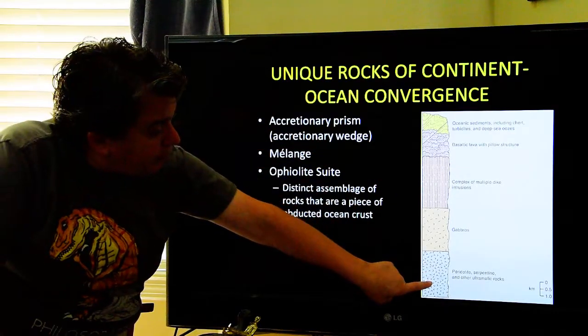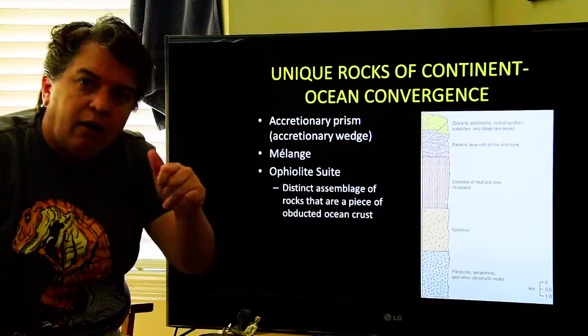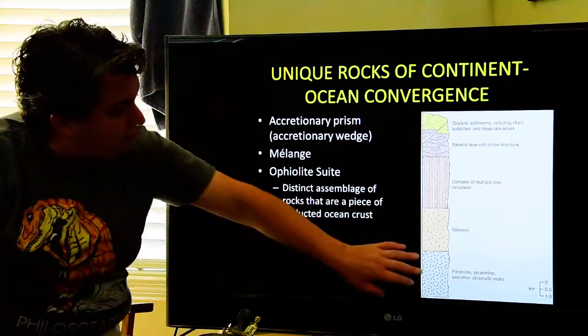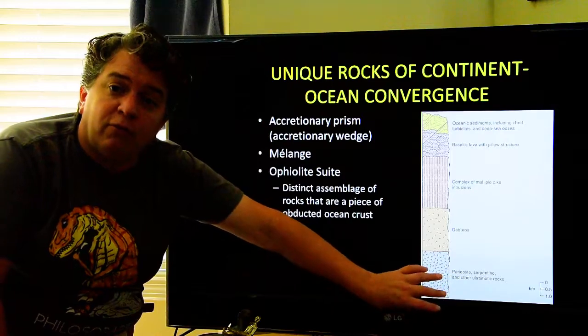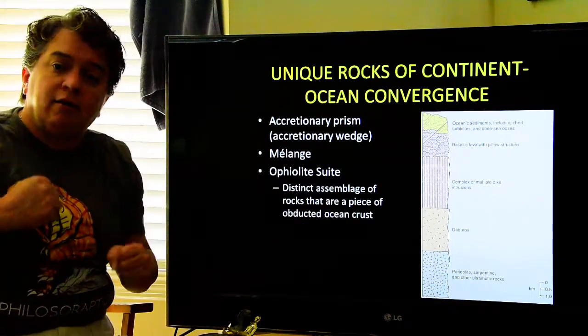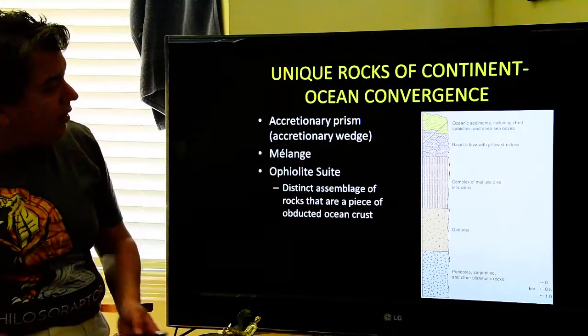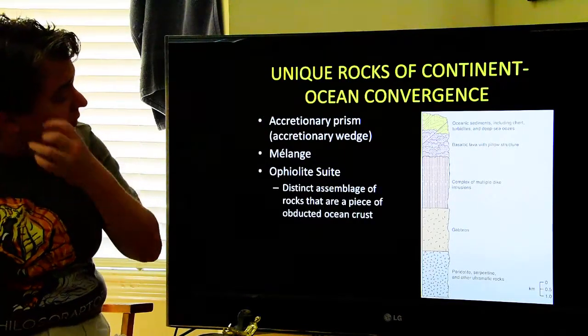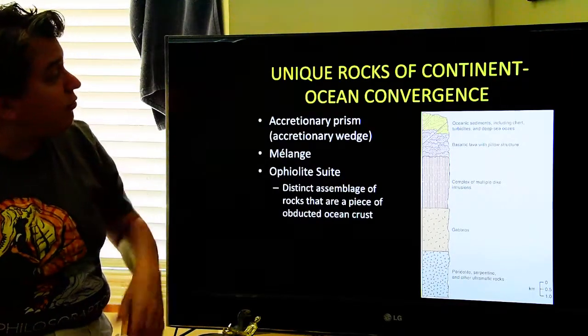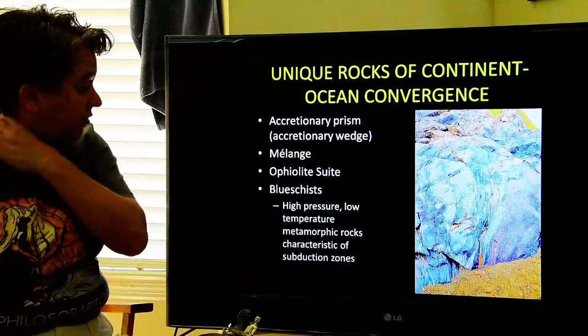And then underneath it all, well, peridotite, I just told you peridotite is what makes up the mantle. This is actually ancient mantle rock that got kind of scraped up and obducted and added to the continent. So you'll often see these ophiolite suites where we're dealing with these ancient ocean-continent convergence.